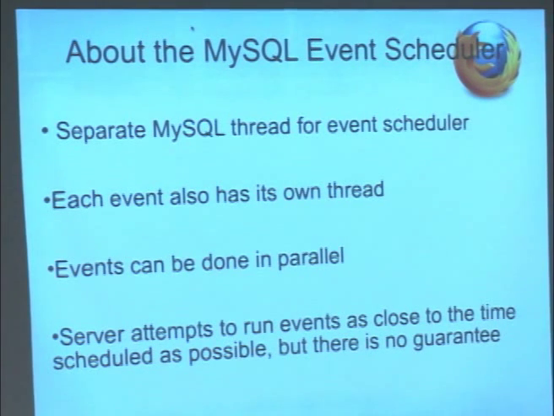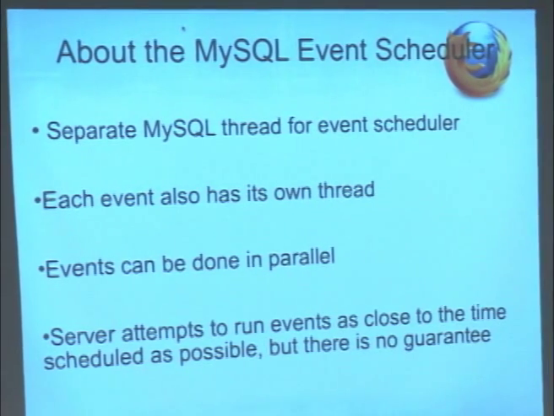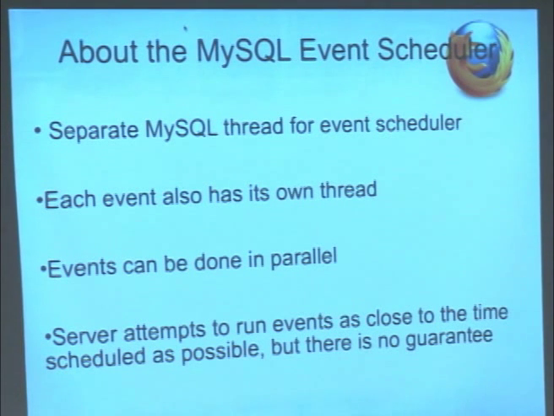So about the MySQL Event Scheduler, how does it work? There's a separate thread for the MySQL Event Scheduler. So if you're running events and you do show process list, you'll actually see a line for the event scheduler. Each event also has its own thread. So if you run one event every 5 minutes and one event every 10 minutes, they each have their own thread when they're running. So at minute 0, they'll both run, and you'll have 2 other threads in addition to that. At minute 5, only 1 thread. At minute 10, both threads again.